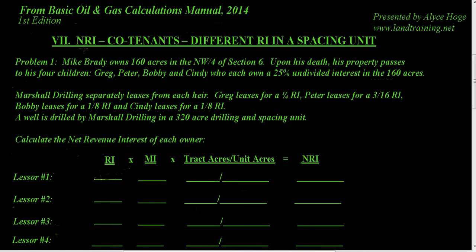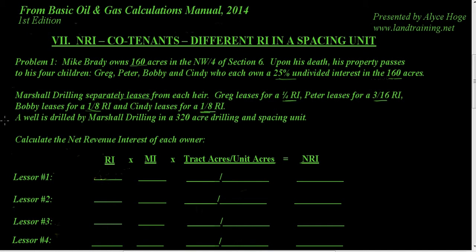So let's look at problem 1, which is Mike Brady owns 160 acres in the northwest quarter of Section 6. Upon his death, his property passes to his 4 children, Greg, Peter, Bobby, and Cindy, who each own a 25% undivided interest in the 160 acres. Marshall Drilling separately leases, so every person has a separate lease. They've been negotiated separately from each heir. Greg leases for a 1/4 royalty, Peter leases for a 3/16 royalty, Bobby leases for a 1/8 royalty, and Cindy leases for a 1/8 royalty.